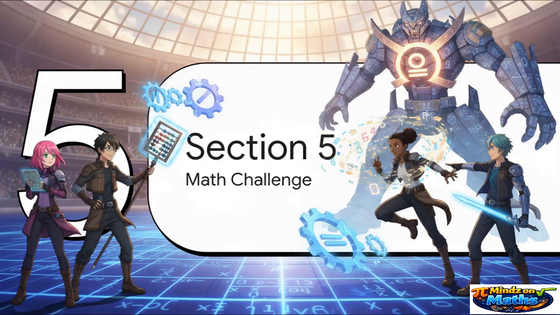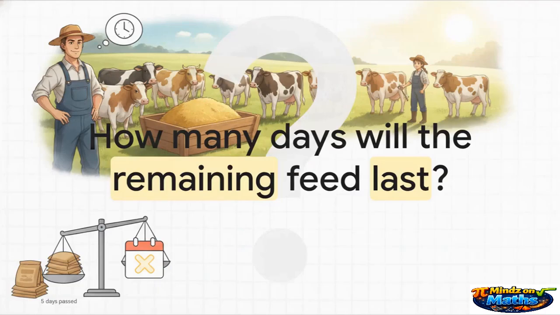Which brings us to Section 5, the ultimate math challenge. All right, it's time to break the fourth wall here. This is the interactive boss battle of this explainer. Here's your challenge. A farmer has enough feed for 12 cows for 15 days. After 5 days pass, he buys 3 more cows. How many more days will the remaining feed last?